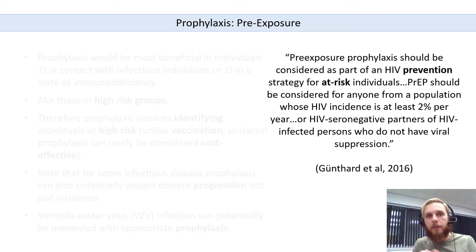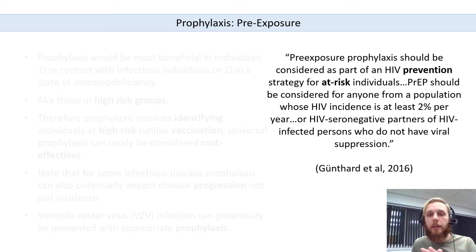So in this case of HIV, we see another principle play out as well. We see that the high-risk groups are targeted specifically. So here is a paper suggesting that at-risk individuals are the individuals who should be receiving PrEP. PrEP is shorthand for pre-exposure prophylaxis, usually referred to the specific pre-exposure prophylaxis used to prevent HIV, which is just a cocktail of antiretrovirals, the same drugs again that are used to treat HIV.